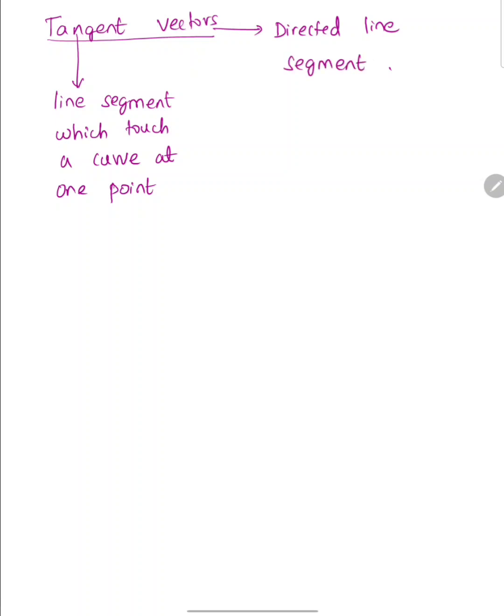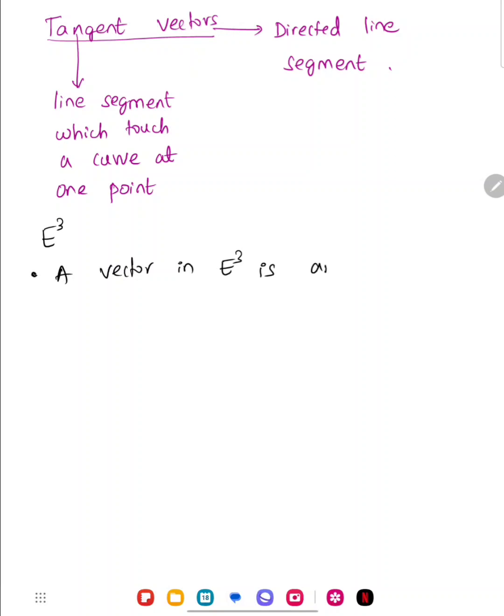As we are studying all the concepts in Euclidean 3-space E3, here we will study the concept of tangent vectors in 3-dimensional space E3. So we will note some points. A vector in E3 is an oriented or directed line segment, or an arrow.